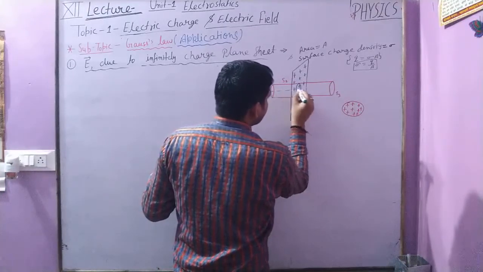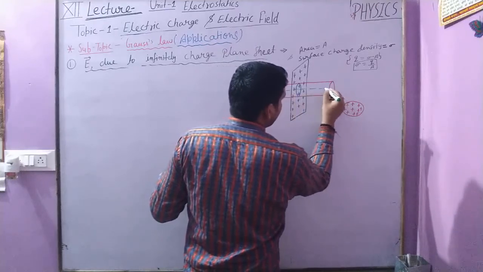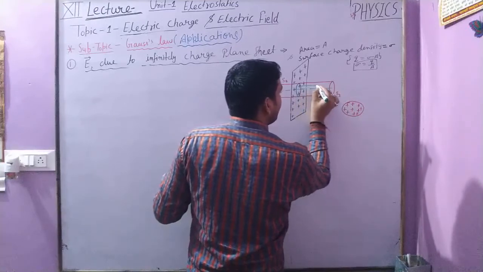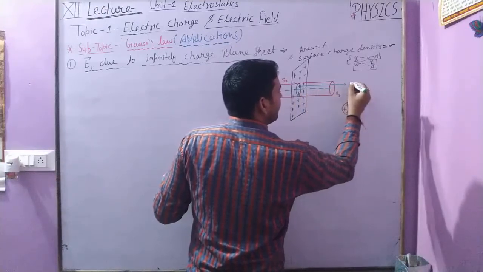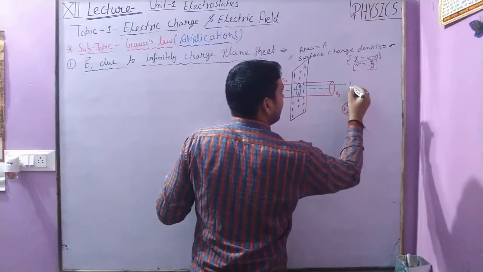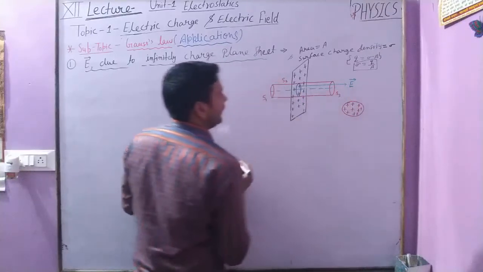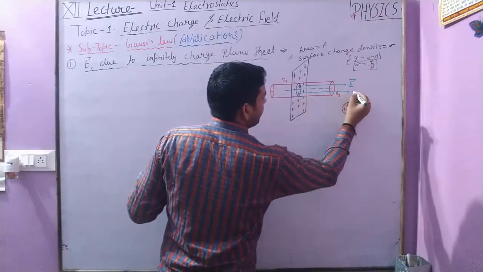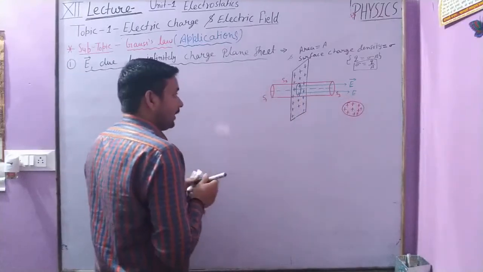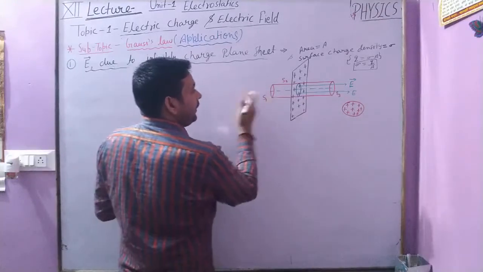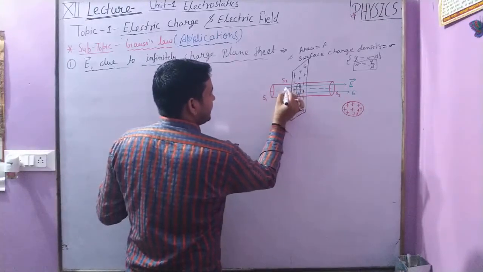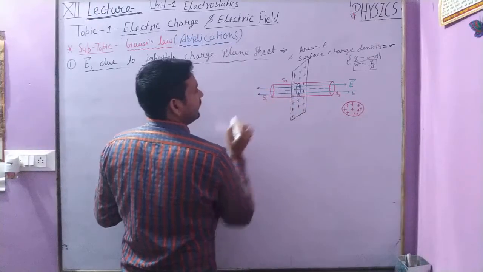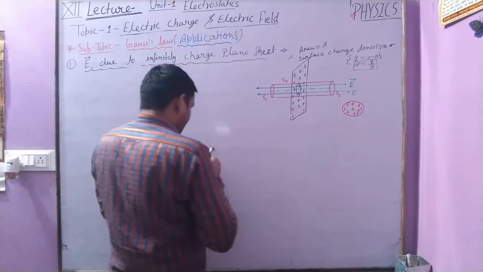If this is the axis of the cylinder, then the electric charge is moving parallel to its axis. This is the direction of electric field line. These are the direction of electric field line. And on the left side, the direction of electric field line is again the same.